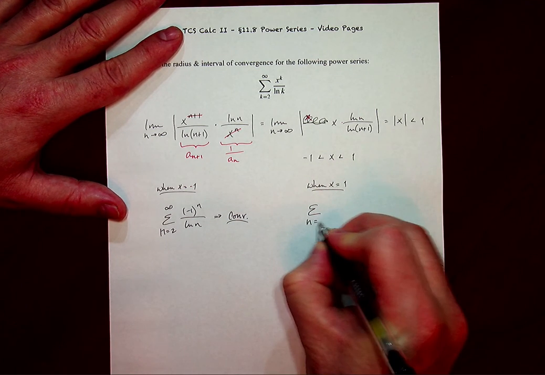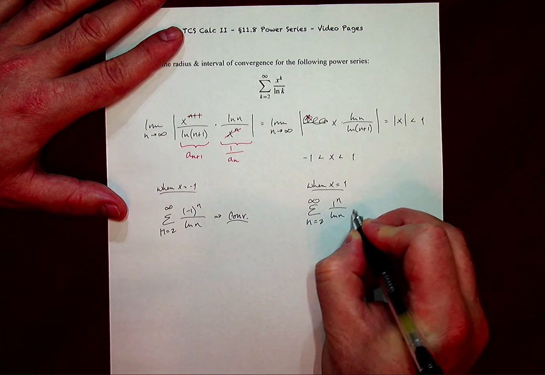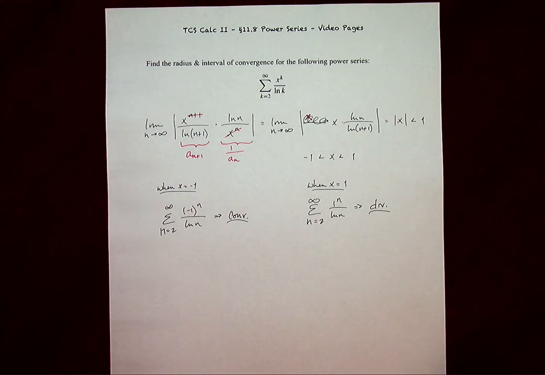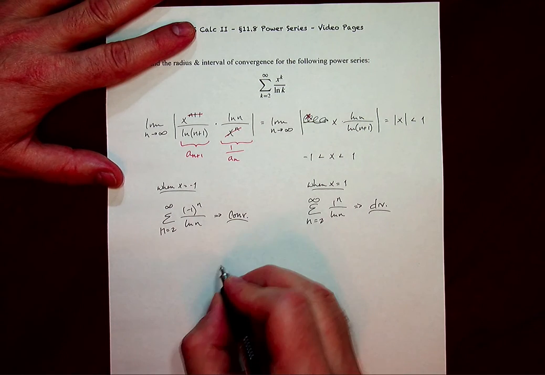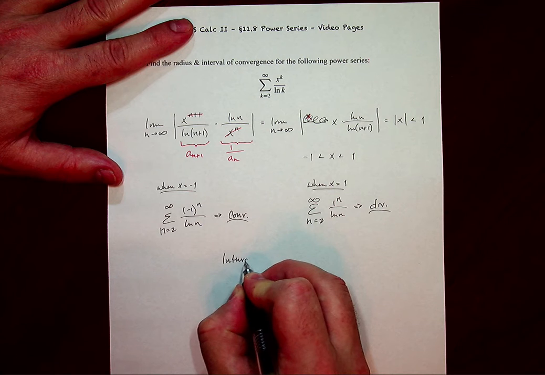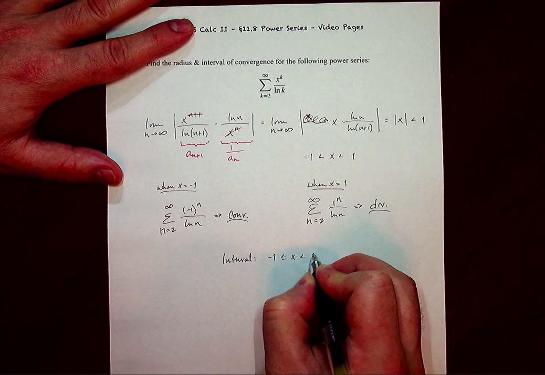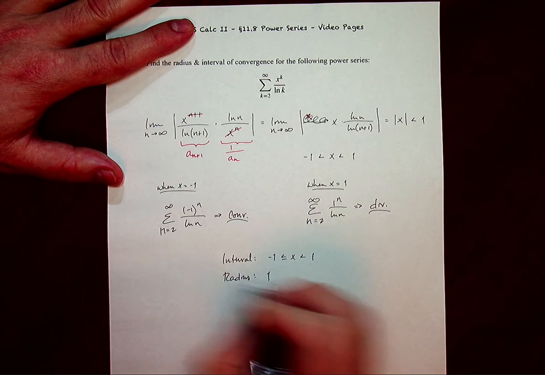When, of course, you get over here and you get 1 to the n over natural log n, you recognize that this is going to diverge by comparison to a p series, right? Because 1 over n, as the harmonic series, doesn't converge, it diverges, and this is going to be even less aggressive than that. So your interval winds up being negative 1 inclusive, 1 non-inclusive. Your radius, of course, is just going to be 1.